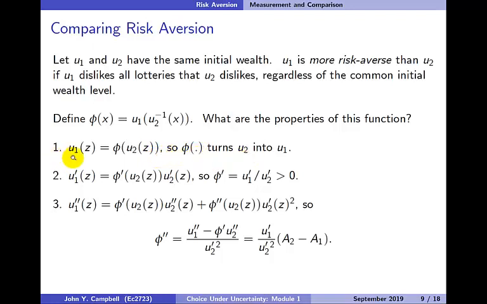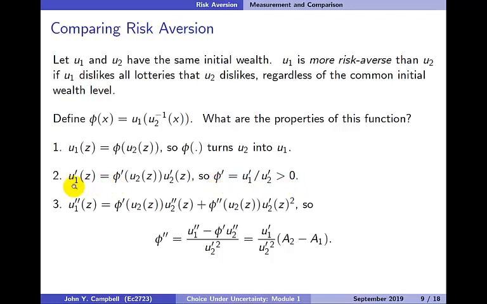Now, once we have this equation here, we can differentiate both sides with respect to the argument z. And on the left, of course, we just get u1 prime of z, the first derivative of u1 of z with respect to z. And on the right-hand side, we apply the chain rule of differentiation, and we get phi prime of u2 of z times u2 prime of z. So then we learn that phi prime is u1 prime over u2 prime. These marginal utilities are both positive, so we learn that phi prime is also positive.